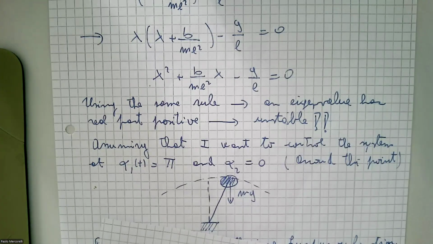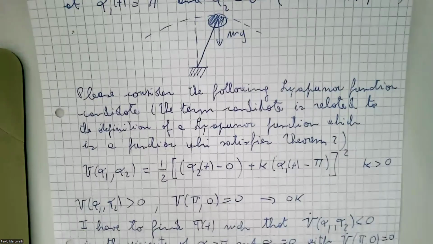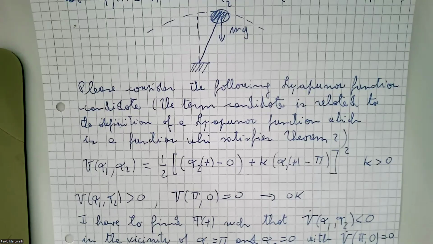Before starting with the simulation, let me show you what I intend. You remember the theorem 2 says that we need to define a Lyapunov function candidate. I didn't insist on this nomenclature. A Lyapunov function is a function which guarantees all the properties of the theorem. This means assuming that it is a candidate.